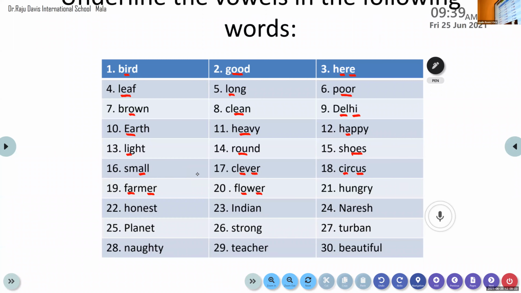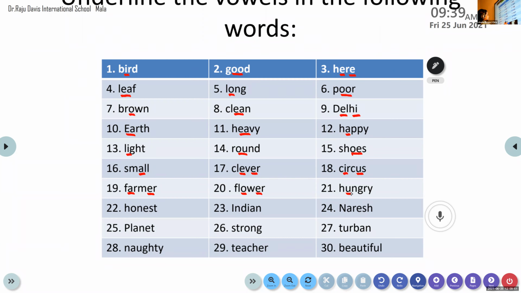H-U-N-G-R-Y. How do you pronounce the word? Hungry. Yes, say it again. Hungry. Okay. Now pick out the vowels in it. Is there any vowel in it, Hamdan? U. Very good. So what we have to do is underline the vowel in the word hungry. Okay, all of you do it.